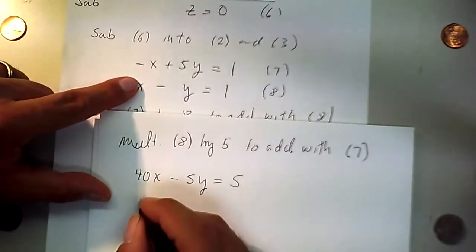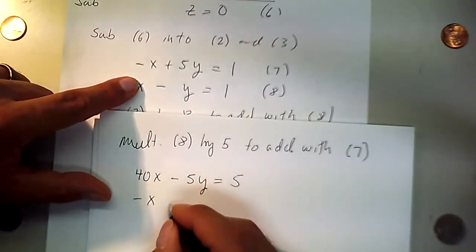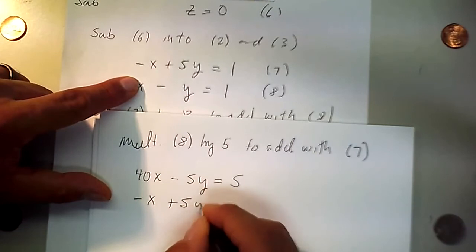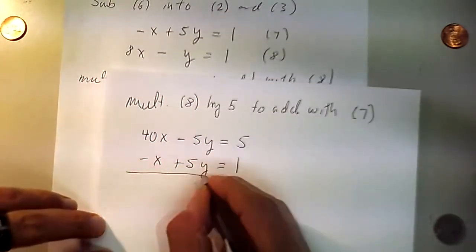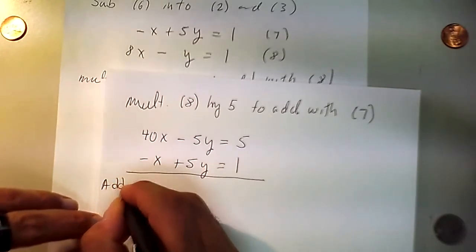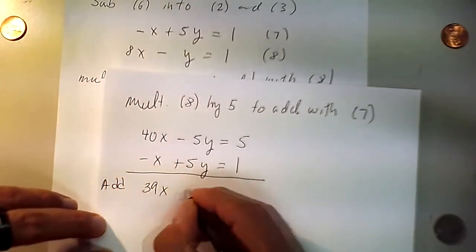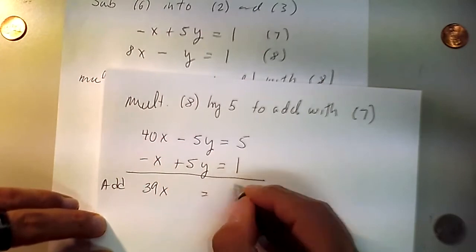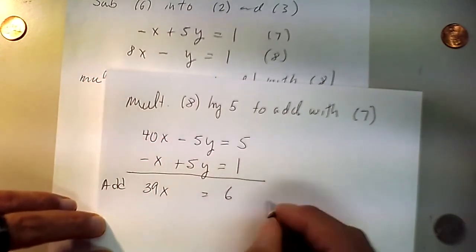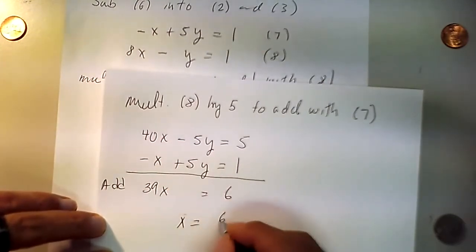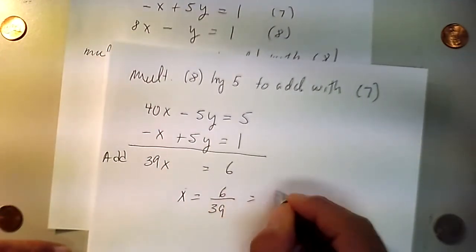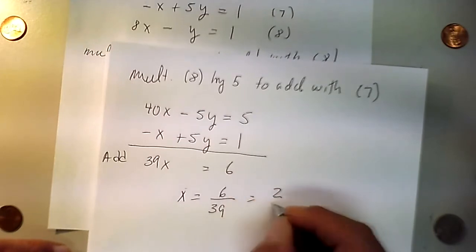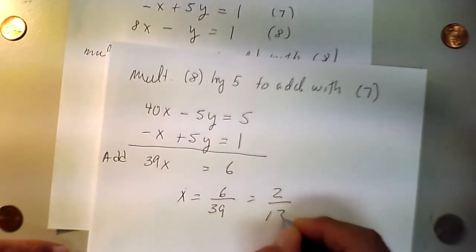So negative x plus 5y equals 1. And then we add together, 39x equals 6. So x equals 6 over 39, which is 2 over 13 when we simplify.